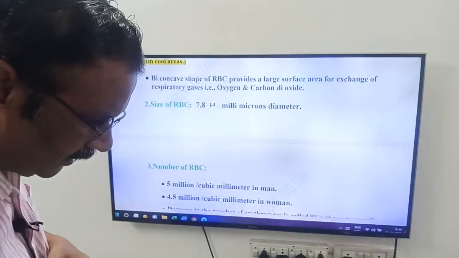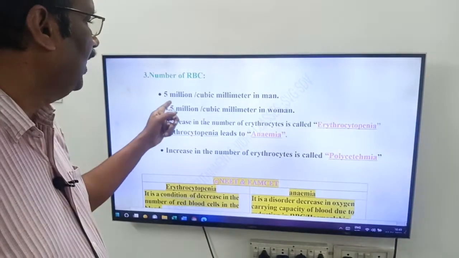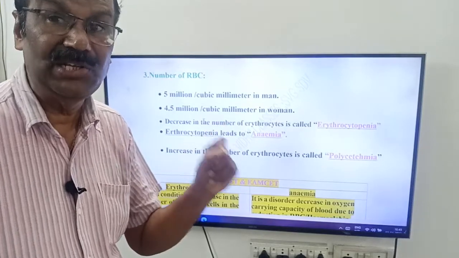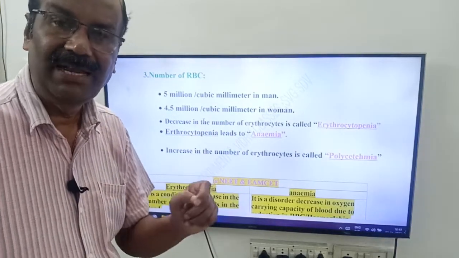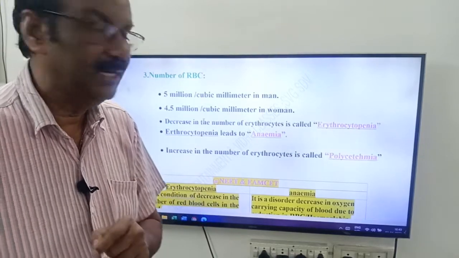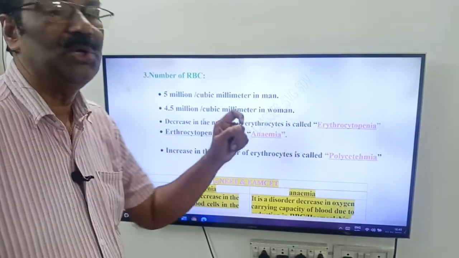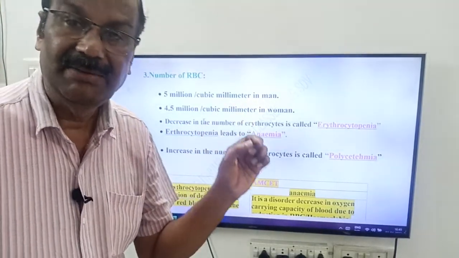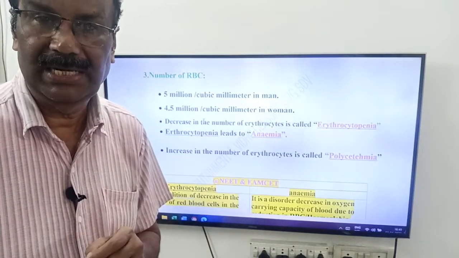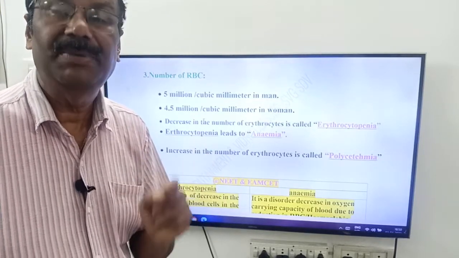Okay friends. Now come to the number of red blood cells. 5 million per cubic millimeter in man. Friends, 1 million is equal to 10 lakhs. In man, the red blood cells are 5 million per cubic millimeter, whereas in women, 4.5 million per cubic millimeter. See friends, in man, they are 5 million per cubic millimeter. In women, the red blood cells are 4.5 million per cubic millimeter.